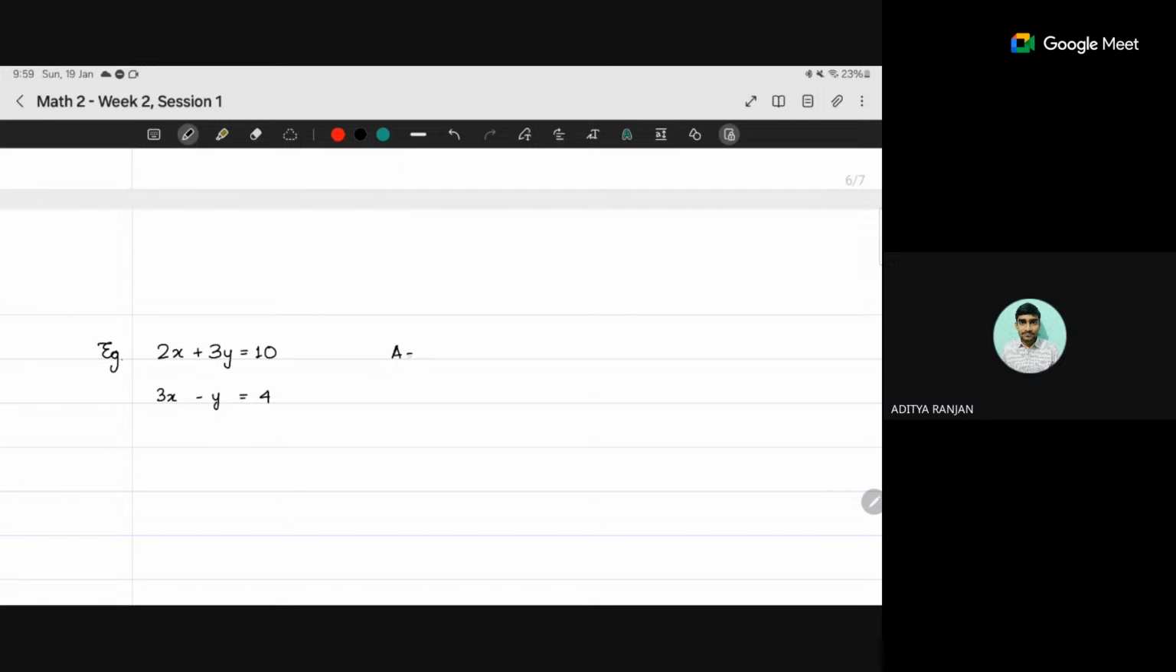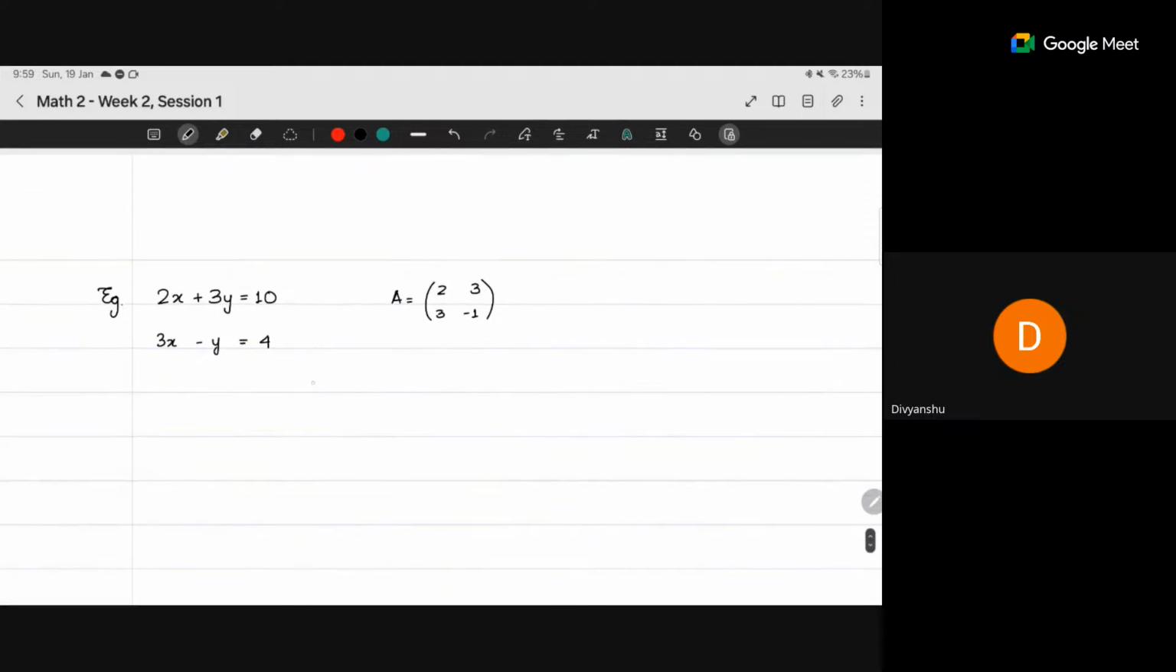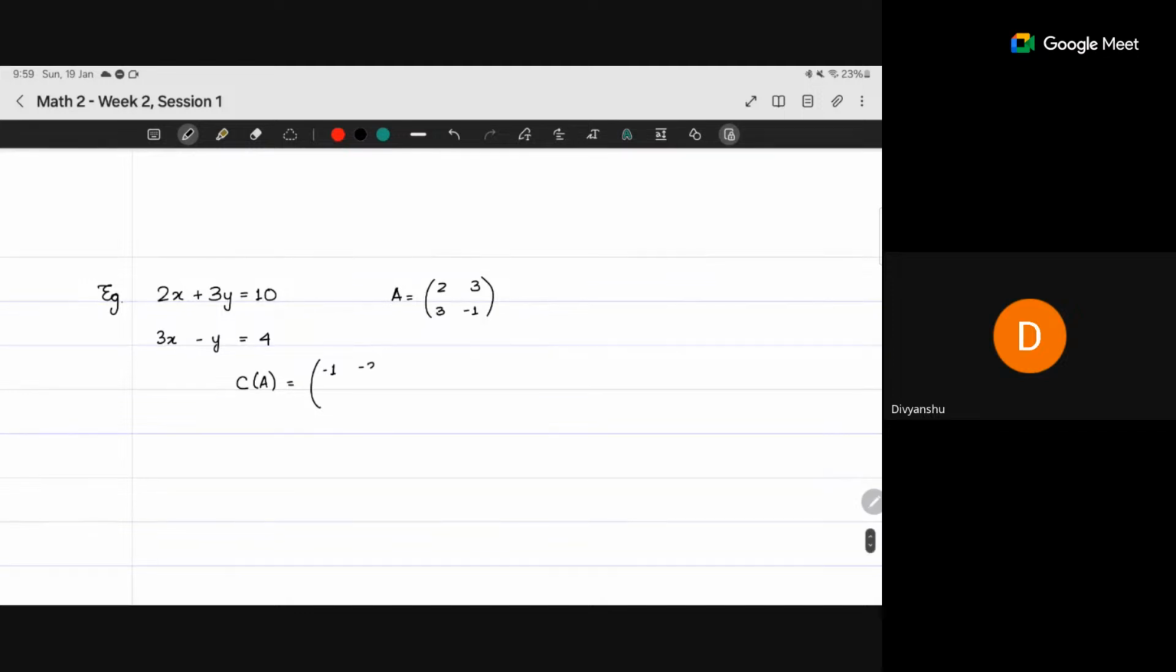So in this case, what was A? 2, 3, 3, −1. Correct? Now what is the cofactor of A, which I'll denote by C of A? The first entry comes with a plus: −1. The second one is a −3. The third one is also a −3. And the last one is a 2. Right, so this is the cofactor matrix.